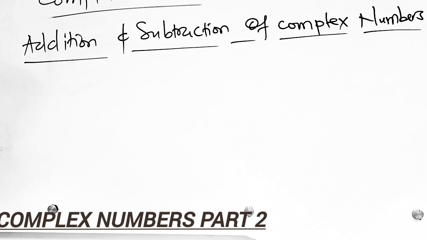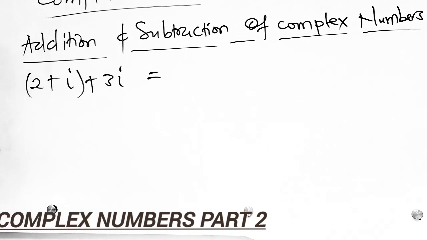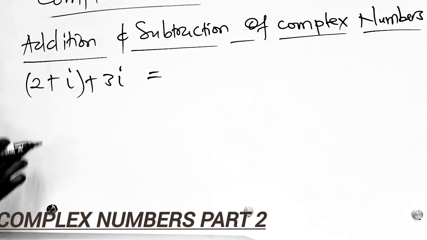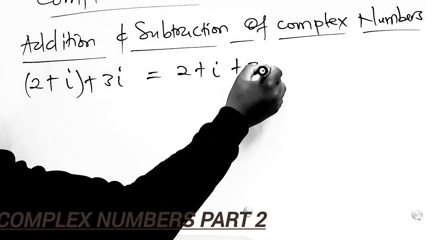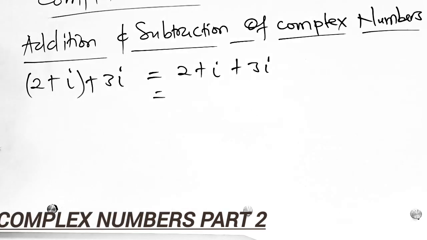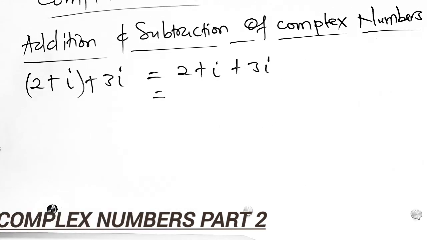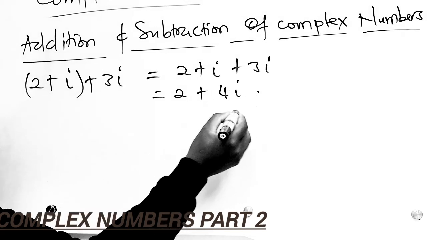So let's have a few examples that can help us see how we can add or subtract complex numbers. Let's have an example: (2 + i) + 3i. Here we are given one real part and two imaginary parts. So we just ignore the bracket. It becomes 2 + i + 3i, and we add the coefficients of i and 3i. The coefficients are 1 and 3.